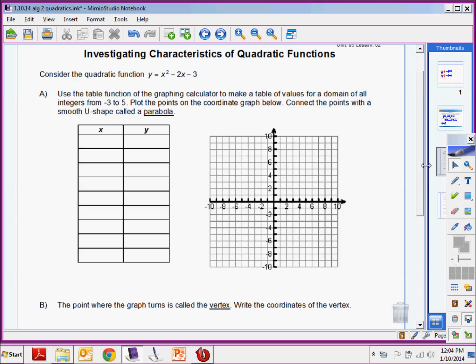Graph what? Huh? Graph what? Oh, I'm on the... Okay. Came in right on time.